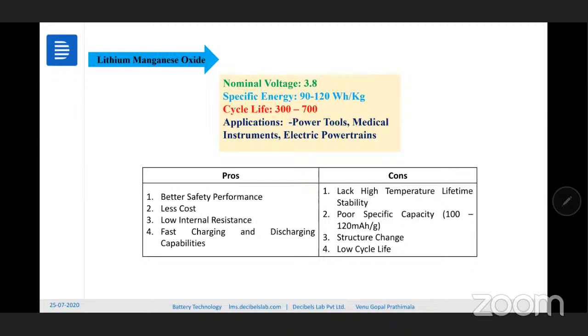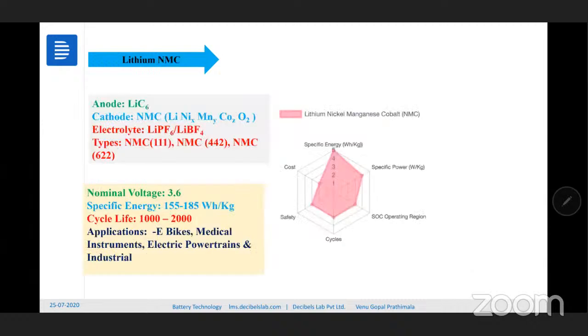Then they thought, okay, lithium cobalt oxide has problems with thermal stability. To overcome that, they introduced lithium manganese oxide. And in this, they had some problems with structural stability and specific capacity. Then they thought, why do we have to go with only one metal oxide? So they thought of going with different types of combinations. Then comes the third type of cell, that is lithium nickel manganese cobalt.